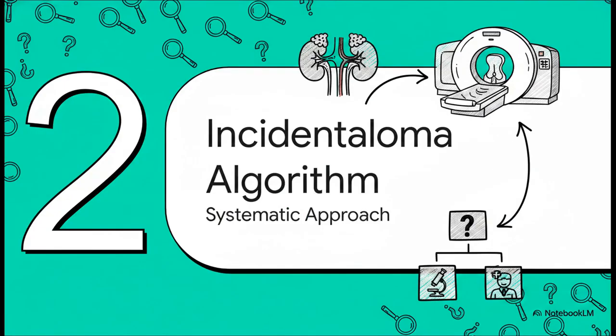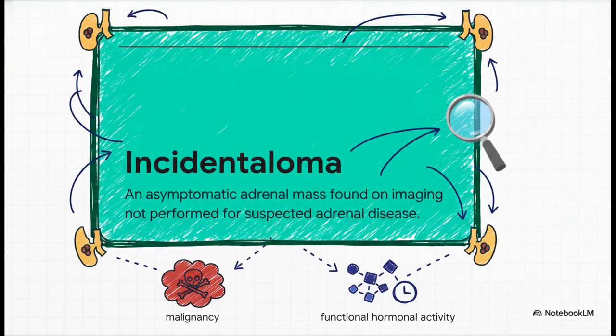Moving on to section 2, the adrenal incidentaloma algorithm. Nowadays, with high-resolution abdominal scanning being done for everything from trauma to kidney stones, you're going to see this all the time. It's arguably the most common adrenal dilemma for a modern clinician, a mass found completely by accident.